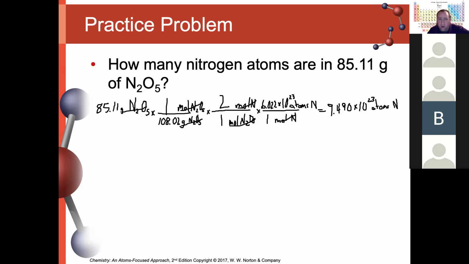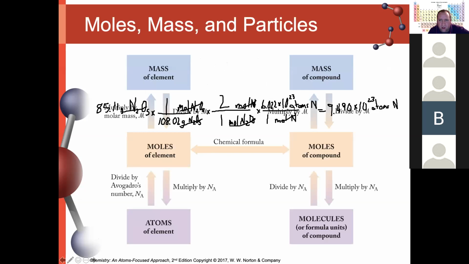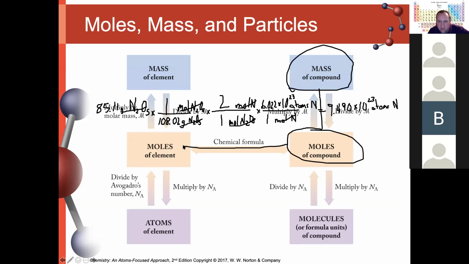But again, if you follow the roadmap that we were put on, in this problem, you can see we've done each of the steps along the way. We started with our mass. We used that mass and the molar mass to convert it into moles. We used the chemical formula to turn the moles of the compound into moles of the element. And then we used Avogadro's number to convert that moles of element into atoms.